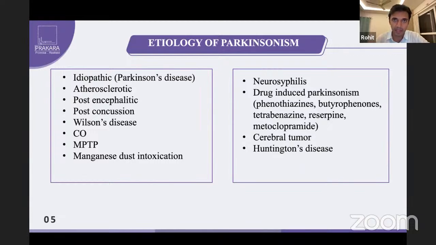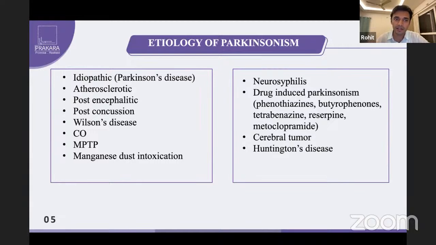Anti-dopaminergic drugs, mainly the anti-emetics or the prokinetic drugs that are used. For example, metoclopramide or levosulpiride, which are commonly used for acid peptic disease or gastritis. These drugs also can cause Parkinsonism. Or some antipsychotic drugs also are known to cause Parkinsonism. Then rarely it could be a brain tumor affecting the basal ganglia that also can lead to Parkinson disease.